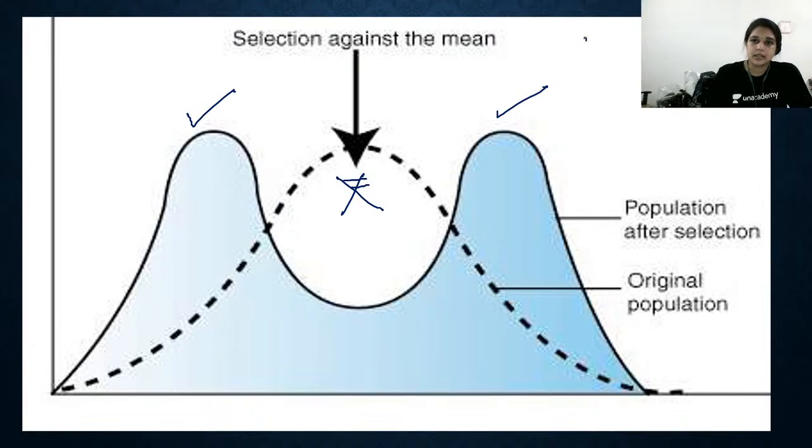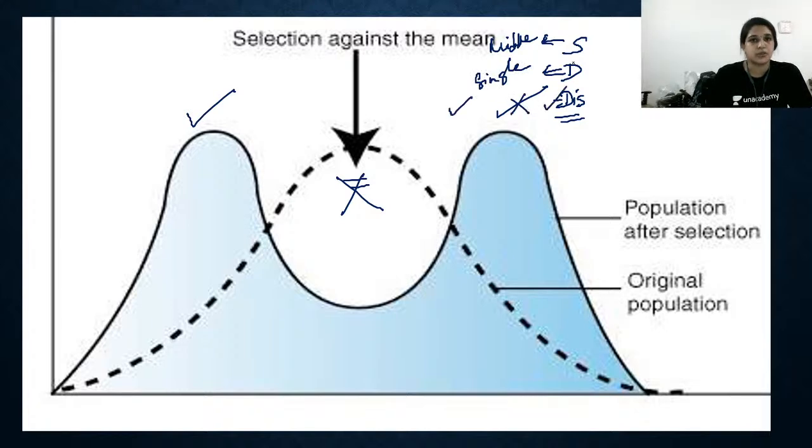So first we saw stabilizing selection and then we saw directional selection. Now we saw disruptive selection. Based on this map, you can understand very well. In stabilizing, the middle path is chosen, the in-between trait is chosen. In directional, a single direction, a single trait is chosen. In disruptive, the middle is rejected and the two extremes are chosen.